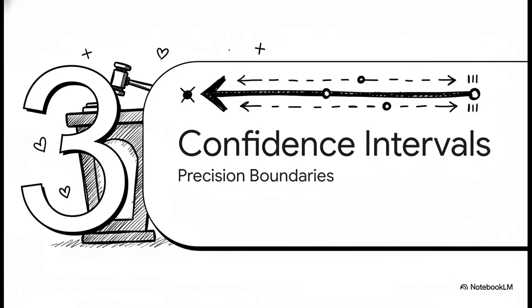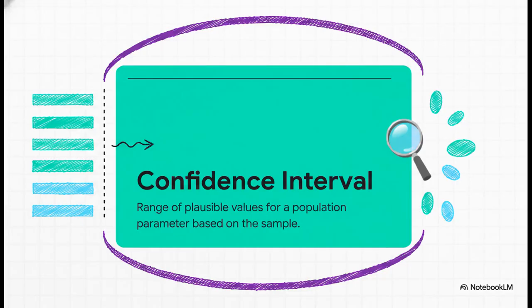Section 3, confidence intervals, precision boundaries, shifting to a range of precision. With the p-value stepping down, I want to call our star witness to the stand, the confidence interval. We're shifting our focus here from a single rigid point estimate to a much more informative range of precision. A confidence interval gives us exactly that, an estimated range of values. Think of the classic 95% confidence interval like this.